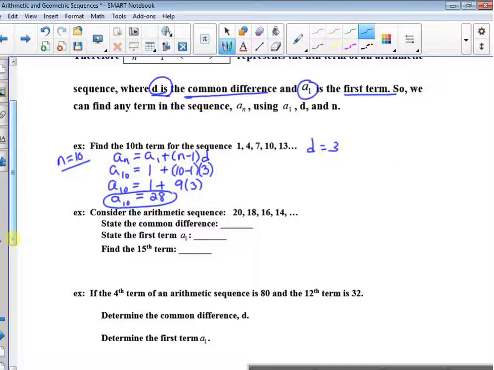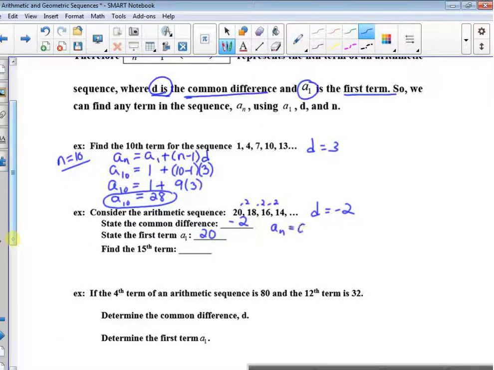Consider the arithmetic sequence 20, 18, 16, 14. Now the common difference is negative 2, because you're subtracting 2 to get from one term to the next. So it's negative 2. The first term is 20, and if I want to find the 15th term, again, I'm going to write down the formula.